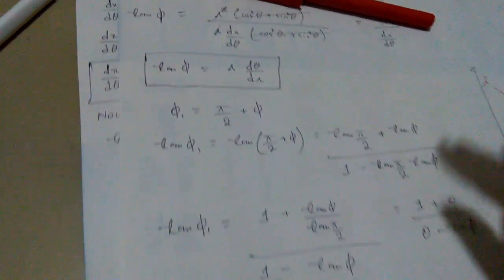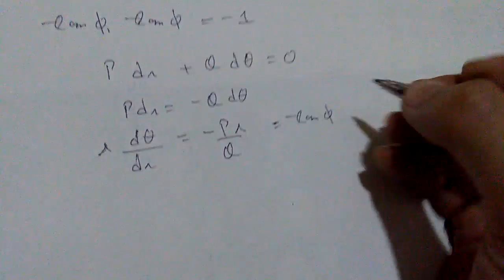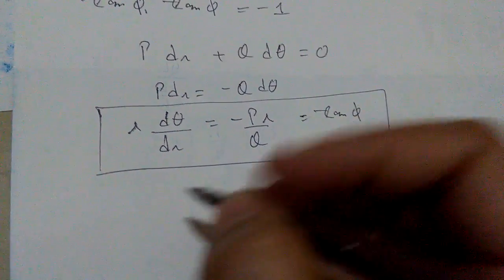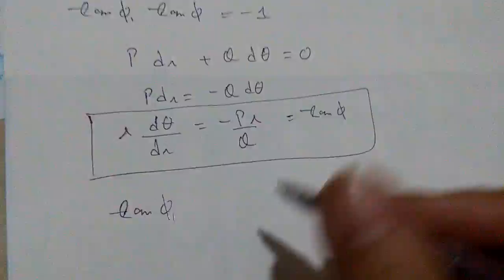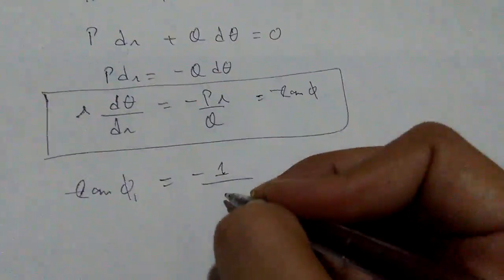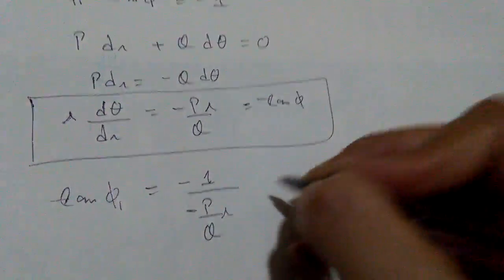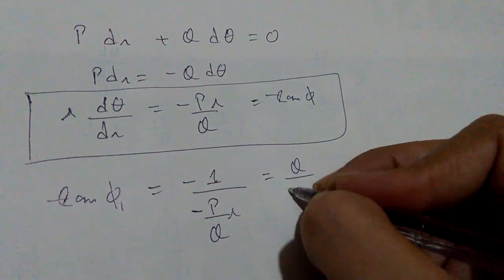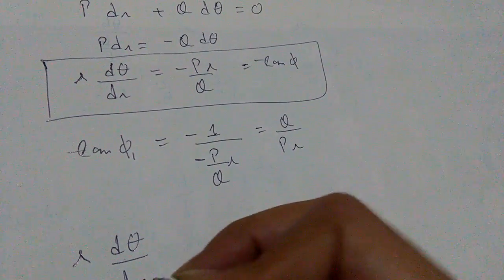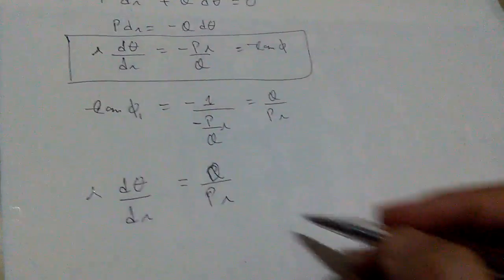So if tan phi is equal to this, then tan phi 1, the tangent of the orthogonal trajectory, will be the negative reciprocal of this slope. Okay, so it'll be equal to Q upon Pr. And this can be interpreted in this way. Sorry, Q upon Pr.